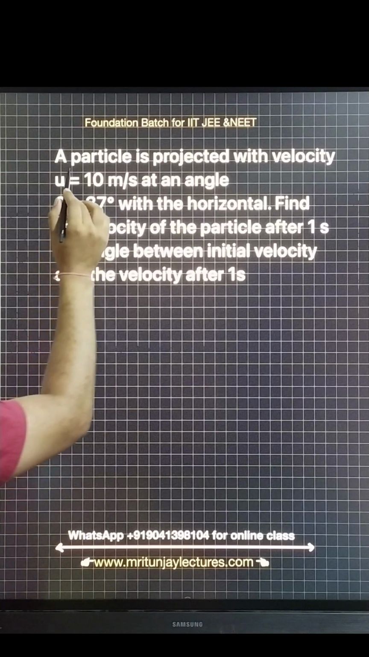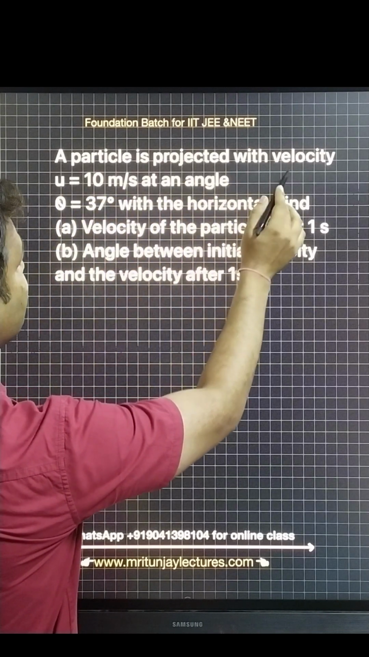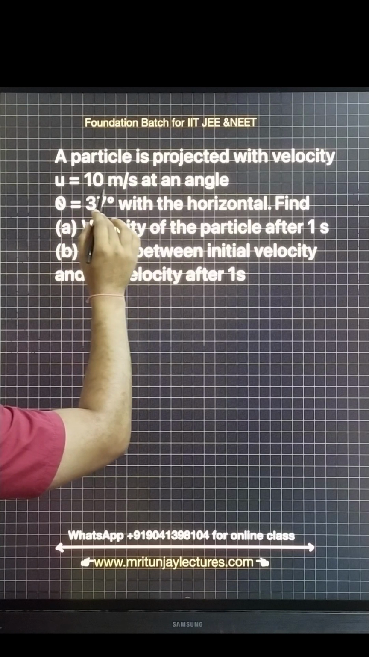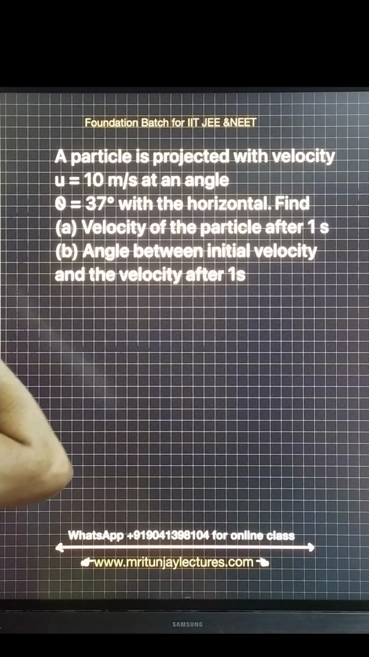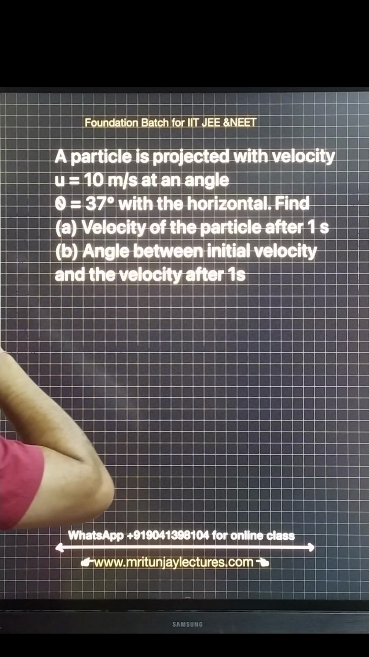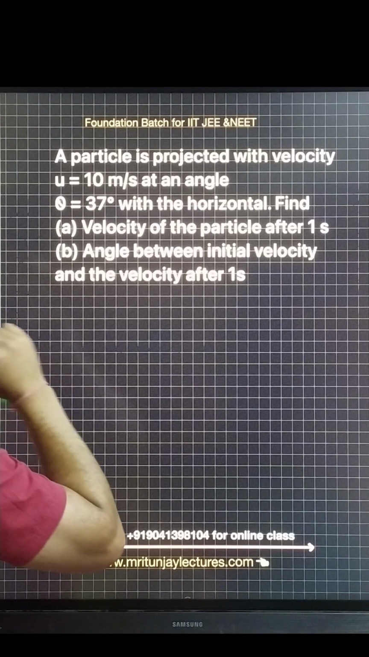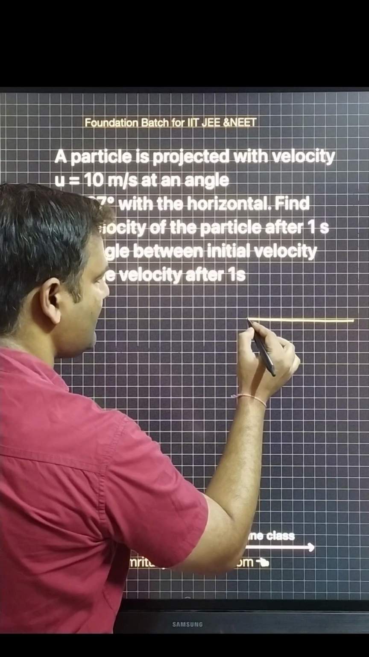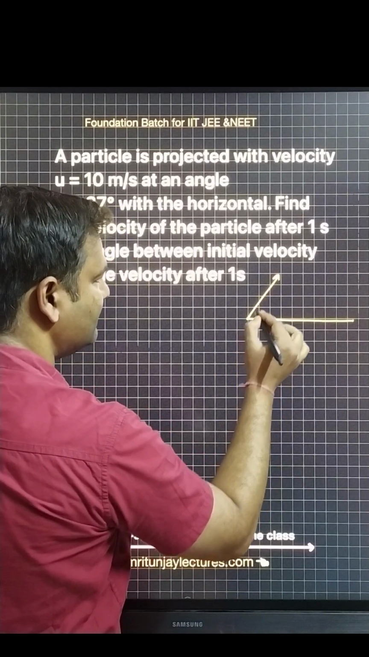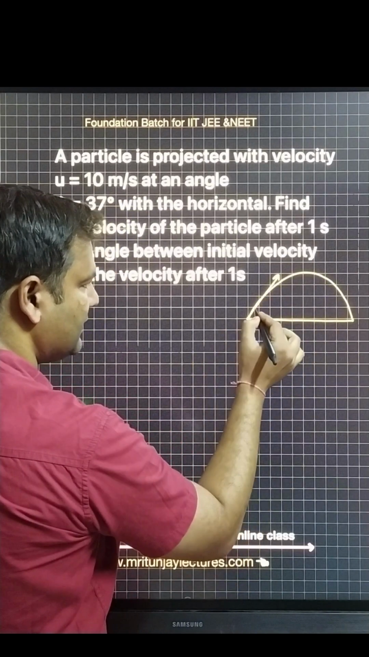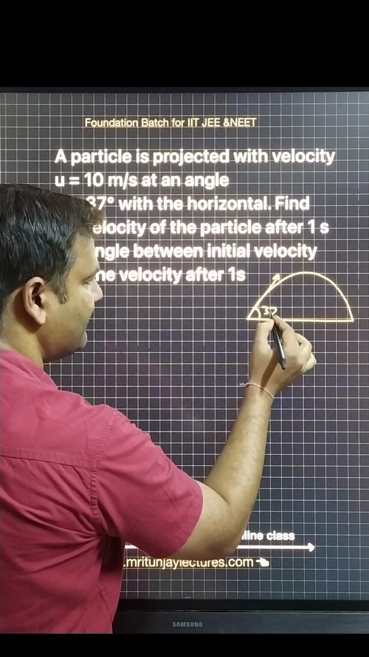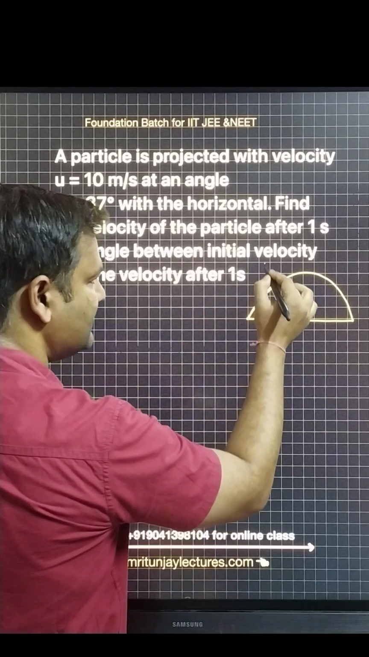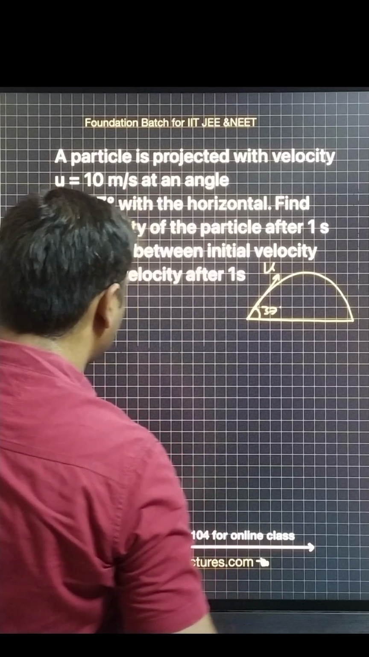Now, question of the day: a particle is projected with velocity 10 meter per second at angle theta, which equals 37 degree. So first of all, if you see very carefully, a particle is projected like that one. That angle is 37 degree, and this one is u.